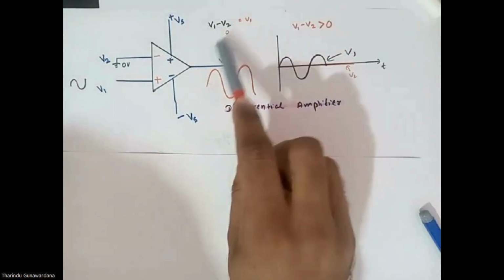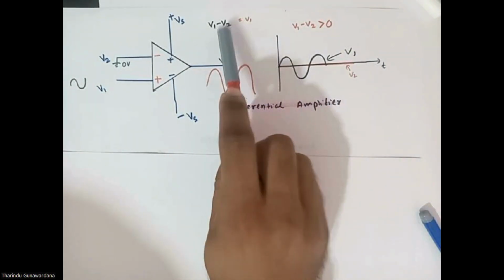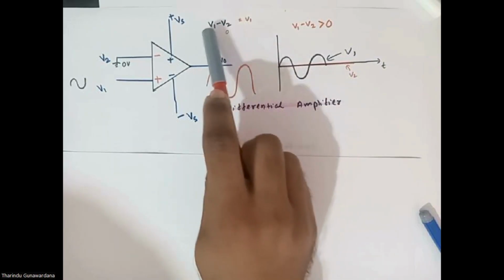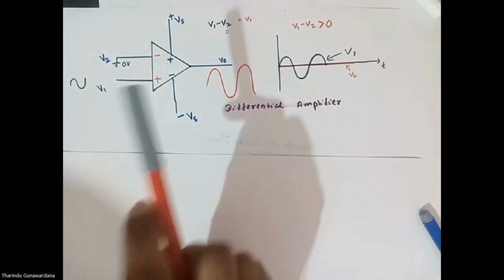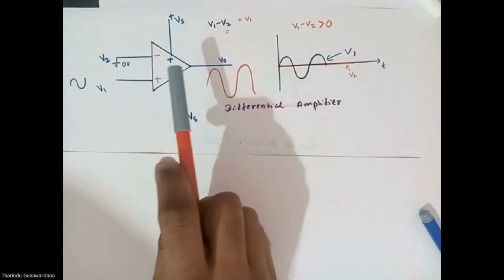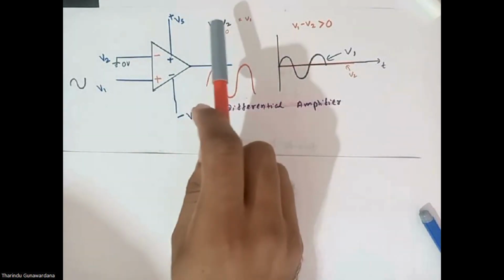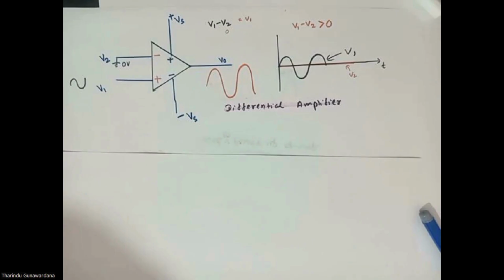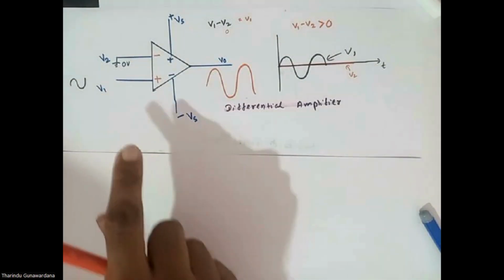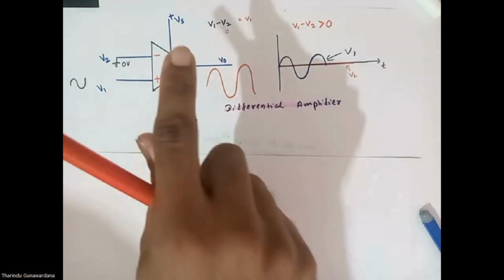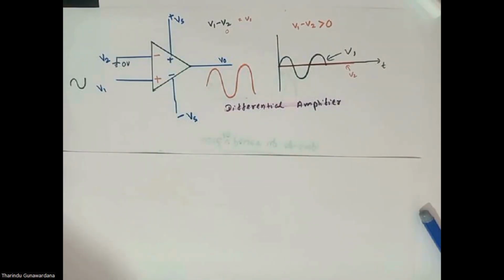Right, this V1 minus V2 is known as the differential input. This op-amp amplifies this V1 minus V2 difference. This op-amp amplifies this differential input.